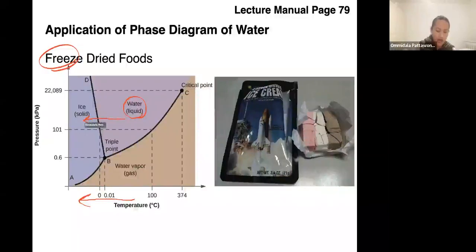The word dry comes from the fact that we decrease pressure. As the pressure decreases, the solid water crosses the boundary and goes from solid to gas, which is the drying process. So this process involves reducing temperature and also reducing pressure for freeze drying to be achieved.